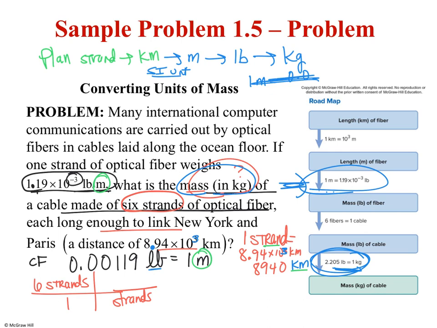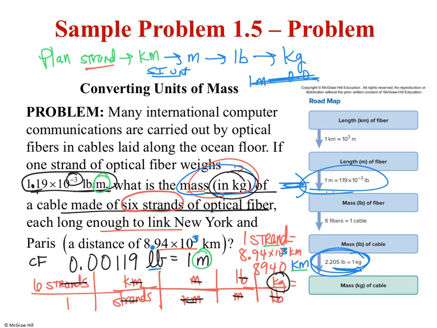So for strand to kilometer, and remember, you just put in your units. We don't want kilometer, so we put that on bottom. We can go from kilometer to meter. We don't want meter, so you put that on bottom. We can go from meter to pound. We don't want that. We go from pound to kilogram. So now we just have to plug in the numbers, because you see strand cancels, kilometer cancels, meter cancels, pound cancels, and we're left with kilogram. So for 1 strand, we have 8940 kilometer.